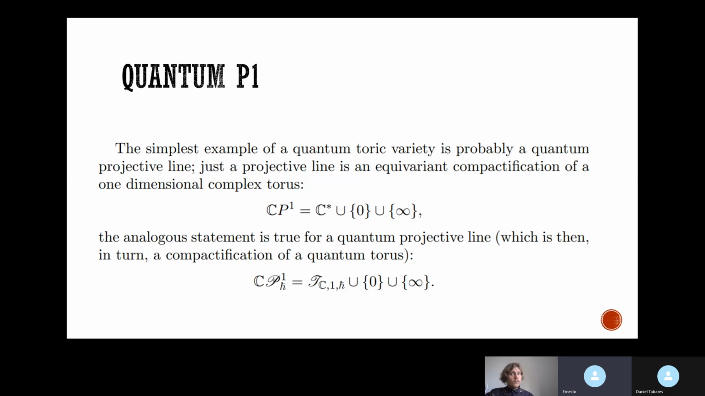So, well, let's go back to this story, the quantum toric varieties. They are meant to be thought of as a compactification or partial compactification of quantum tori. But unlike the past, where the tori was only one algebraic torus, really, now we have many, many quantum tori that could be partially compactified.